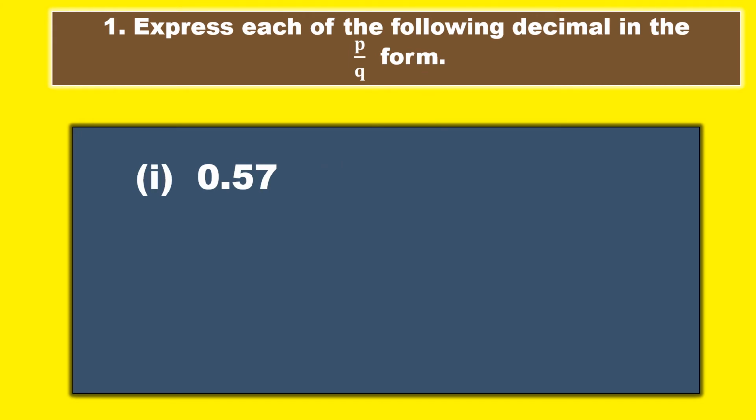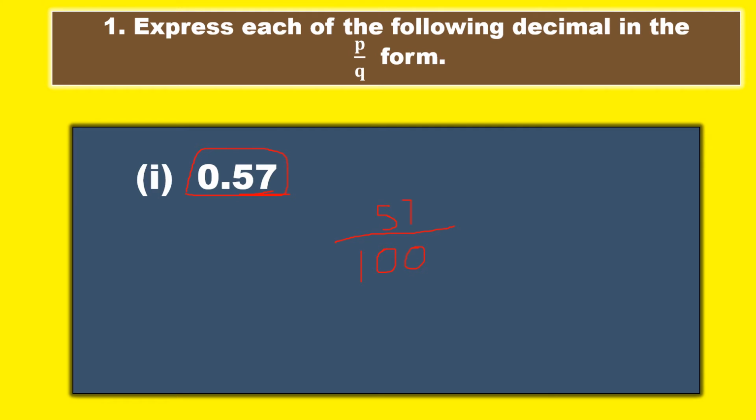How? Simply count how many digits are there after the decimal and put that many zeros in the denominator. As there are 2 digits after the decimal, put 2 zeros in the denominator. 2 zeros means it is 100. 3 zeros means 1000. 1 digit means you should put 10. Then in the numerator you write the entire number without the decimal. Okay, 57 is your numerator.